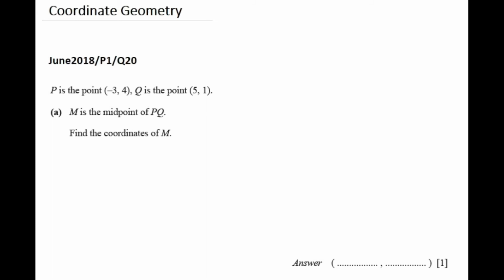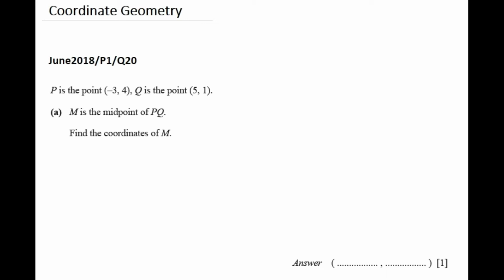Okay, here we have a question of coordinate geometry. This question is from June 2018, paper 1, question 20. So this is paper 1, so calculator is not allowed. P is the point -3, 4. Q is the point 5, 1. M is the midpoint of PQ. Find the coordinates of M.